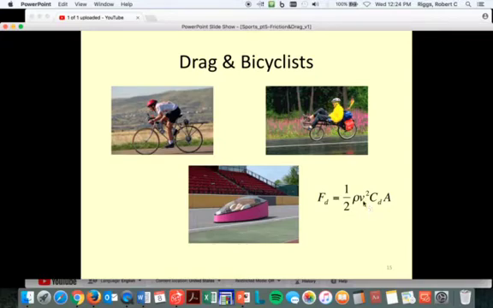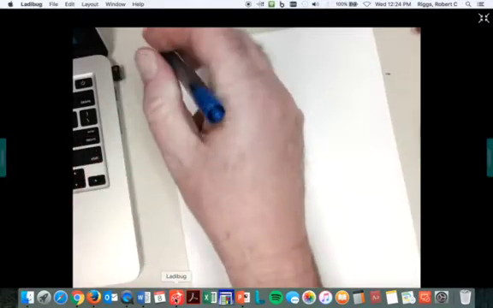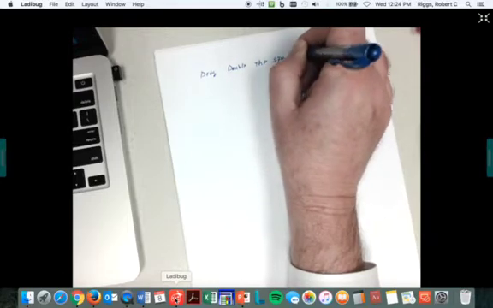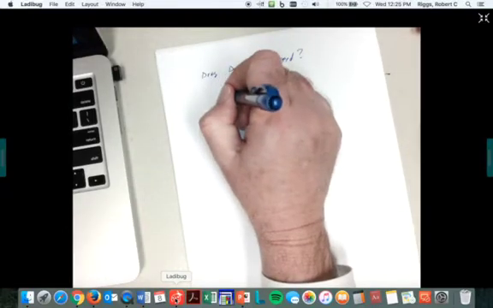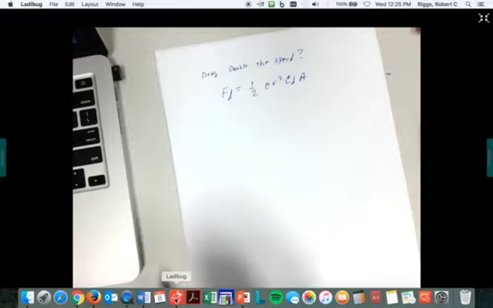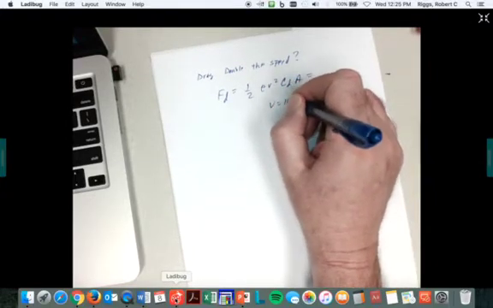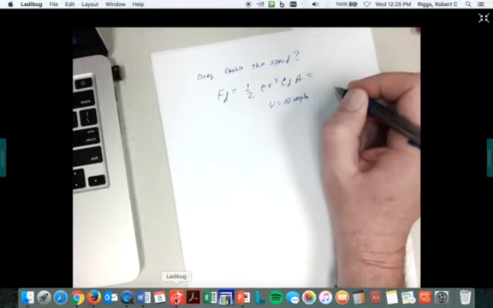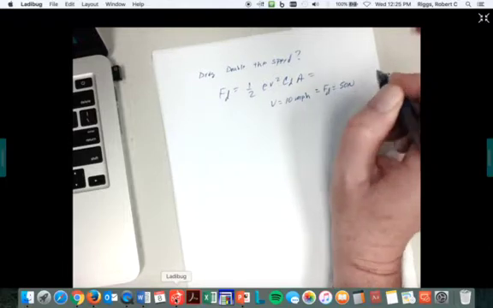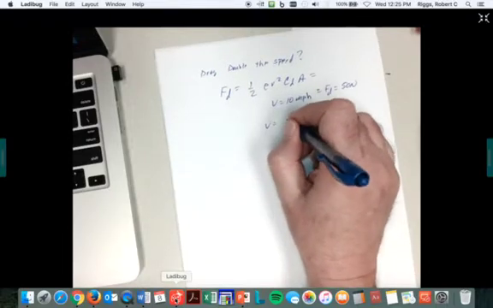What happens to this force of drag if you double the speed? Well, F_D is equal to 1/2 rho v squared times the coefficient of drag times the cross-sectional area. Let's say when v is equal to 10 miles an hour, the force of drag is, let's say, 50 newtons. But look what happens now when we let v be 20 miles an hour.